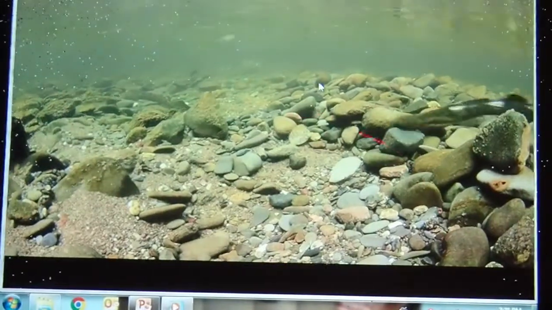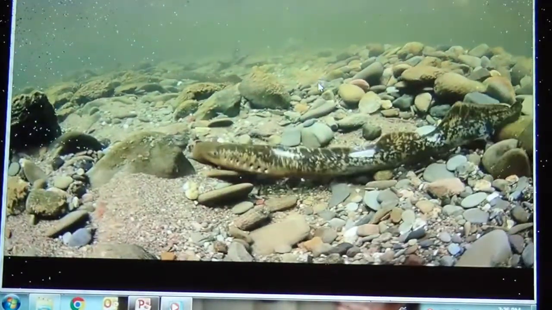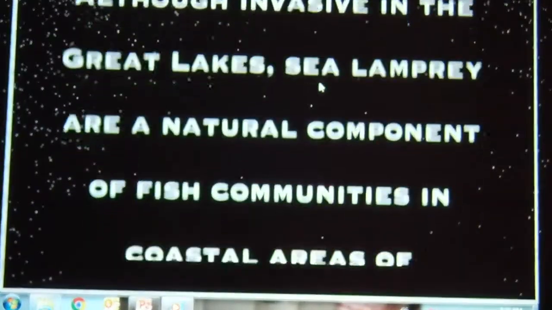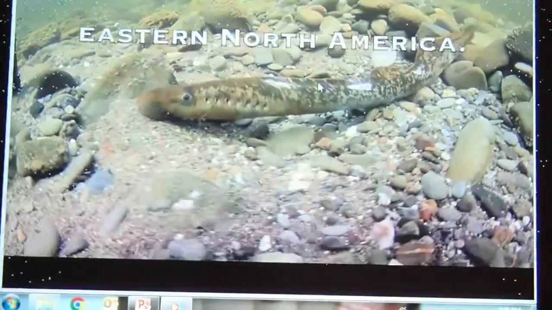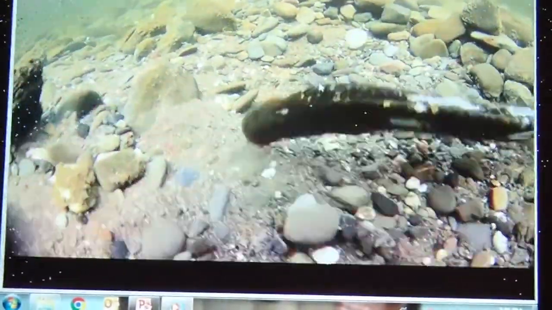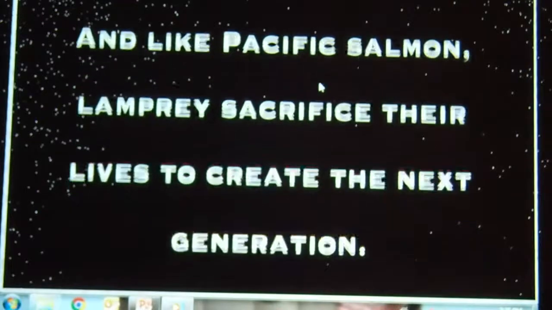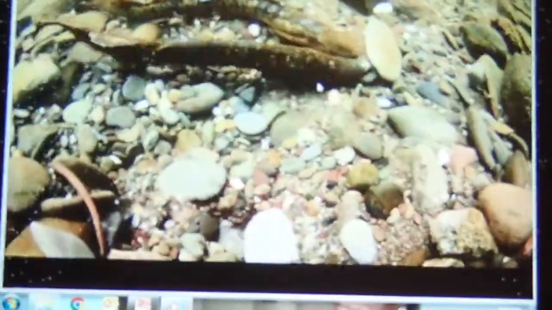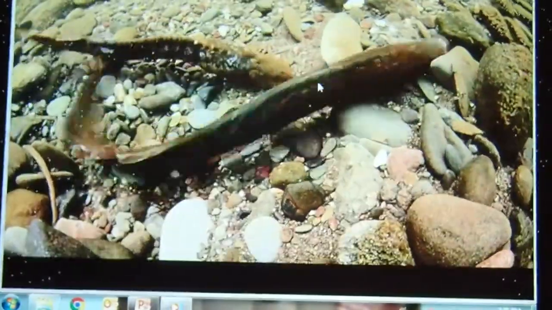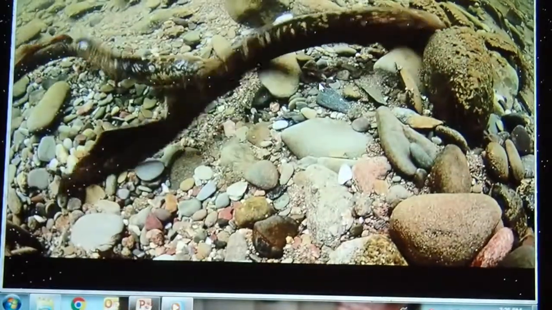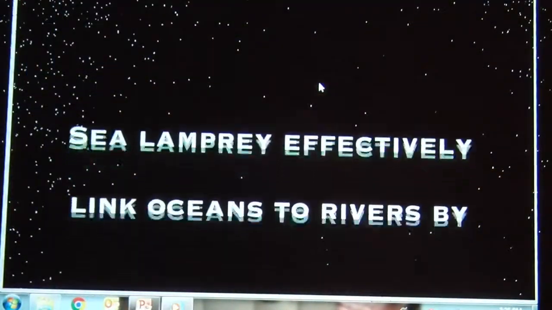Give it a second. So this is what their nests look like. They build nests just like a salmon or a trout will in the fall, except they're doing it in the spring. You'll see in just a second just how they create that depression in the substrate there. Watch that rock. Oh, wrong rock.